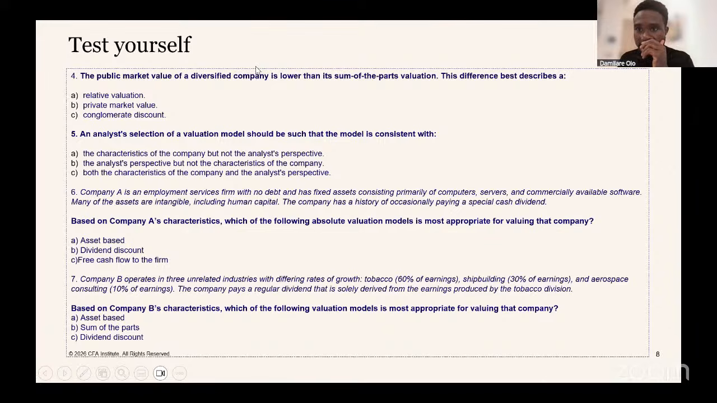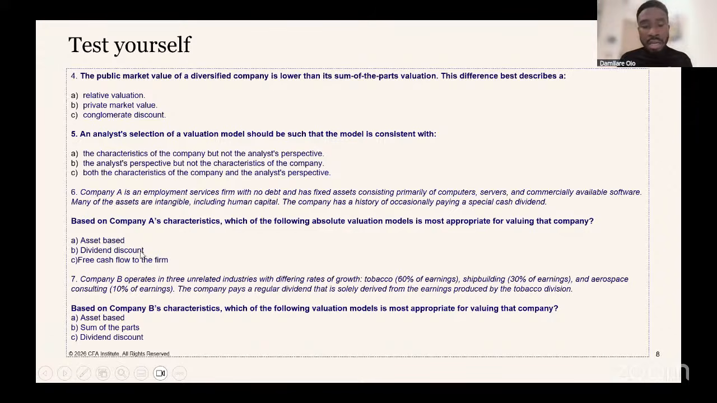Okay, I see 6C, 6C, 6C. Okay, so let's go back to it. So based on the characteristics, yes, 6C is correct. Free cash flow to the firm. And why is that so? We cannot use asset-based because many of the assets are intangible. It is a very difficult task to value intangible assets, including human capital. How do you want to value human capital? Yes, there are valuation models coming up today about how to value human capital, but it is still not yet mainstream. And because many of these assets are intangible, it is not appropriate to use asset-based.